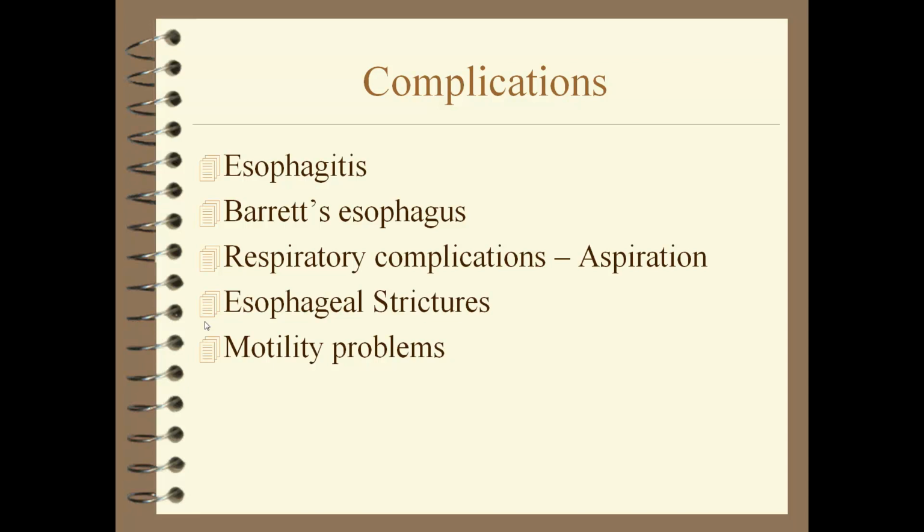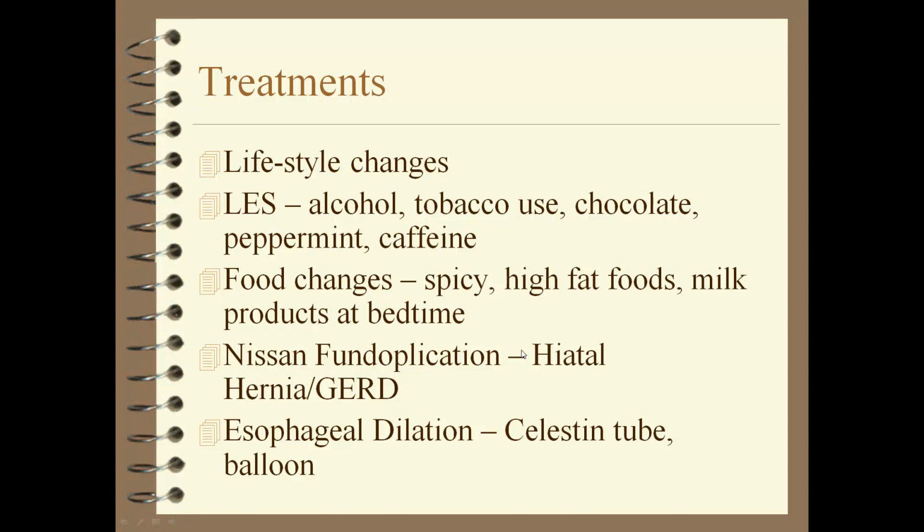These are all issues, complications for GERD patients. So treatments. Well, the best thing is lifestyle changes. There are certain things that affect your lower esophageal sphincter. It's not very fun, but the patient may have to cut out alcohol, tobacco use, chocolate, peppermint, caffeine. These are things that make that sphincter not work as well. And they will find that when they consume any of these products, they have a higher incidence of heartburn, regurg.